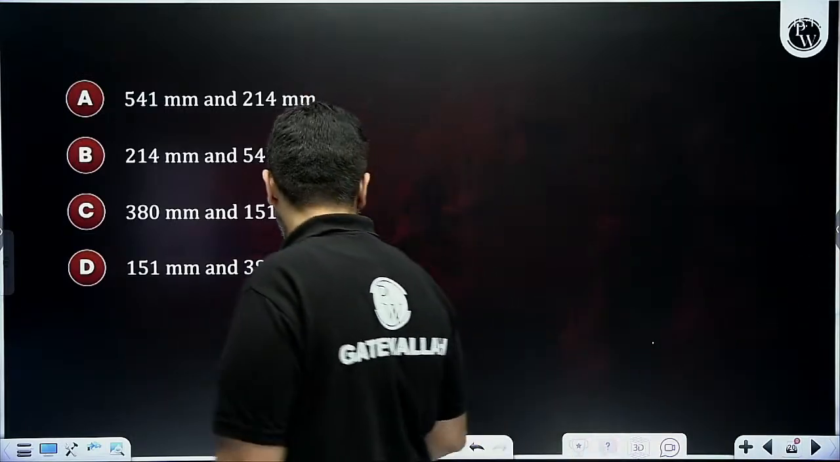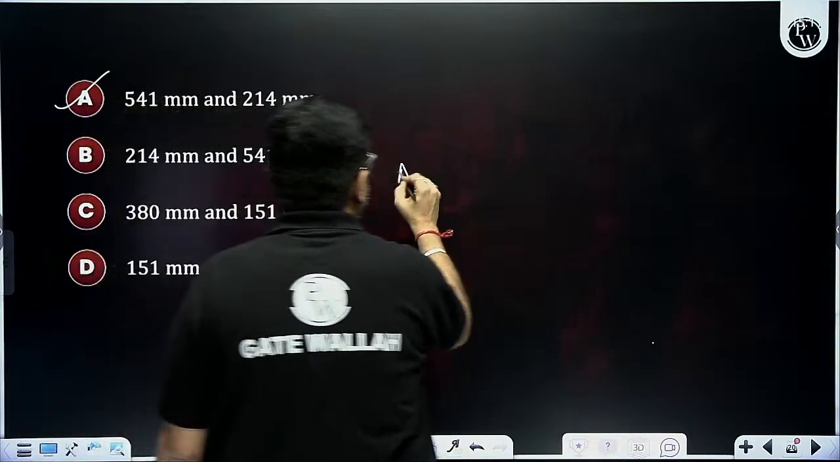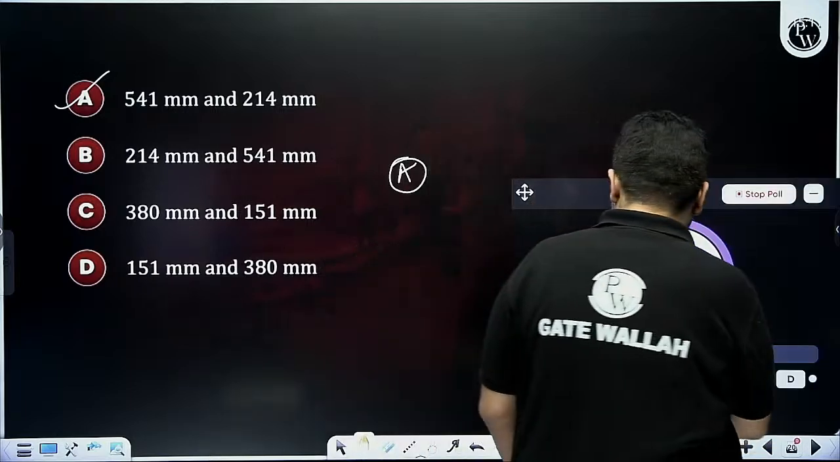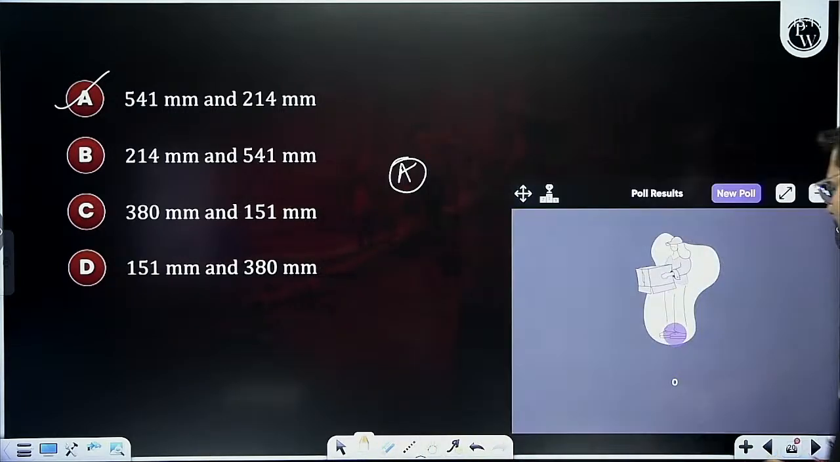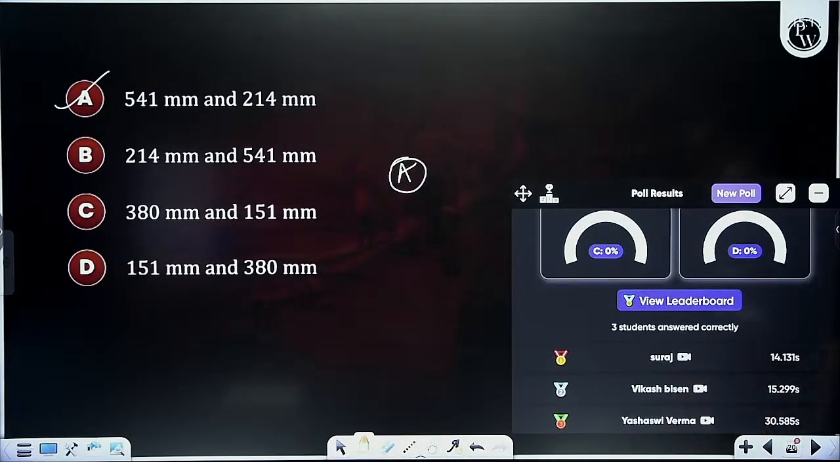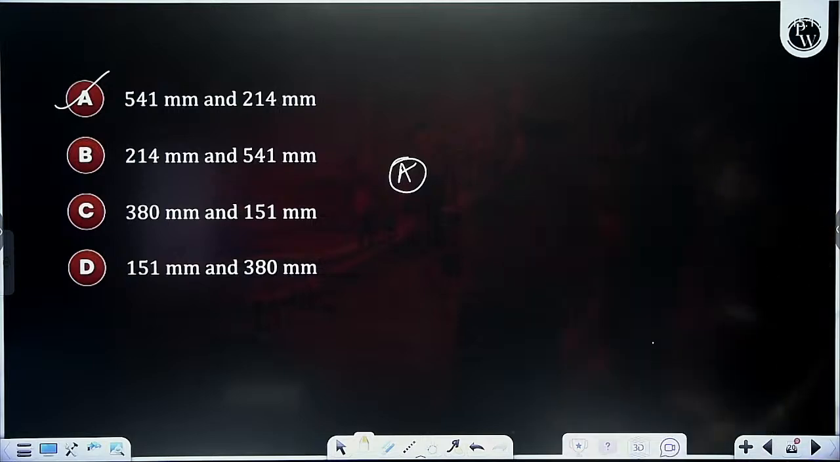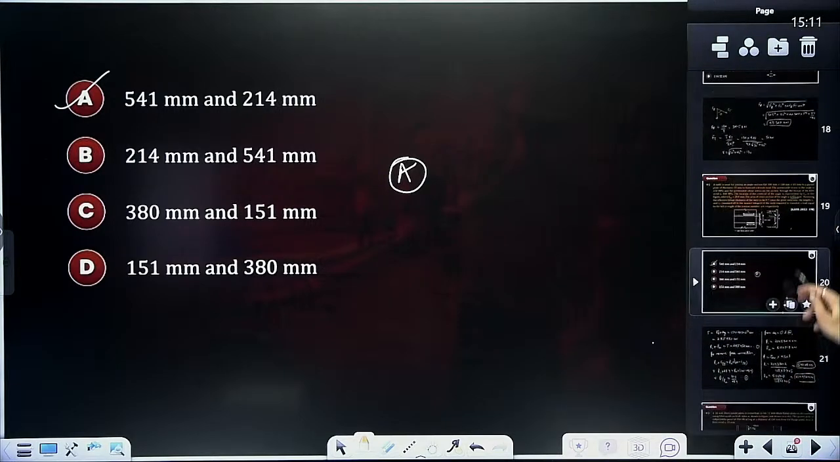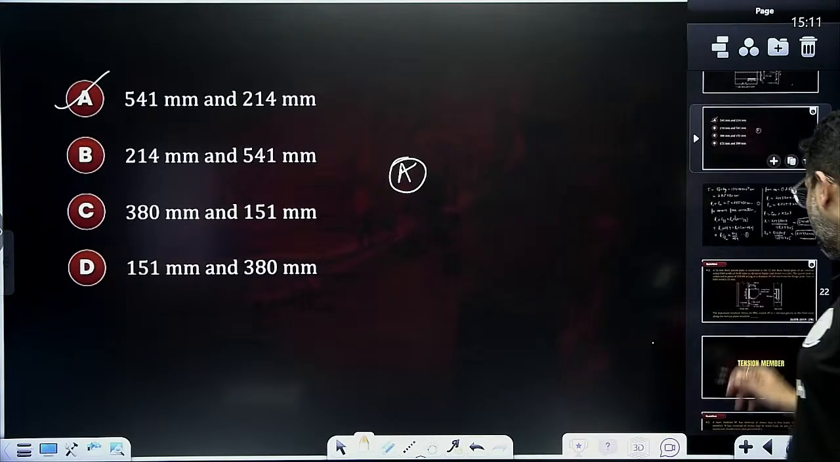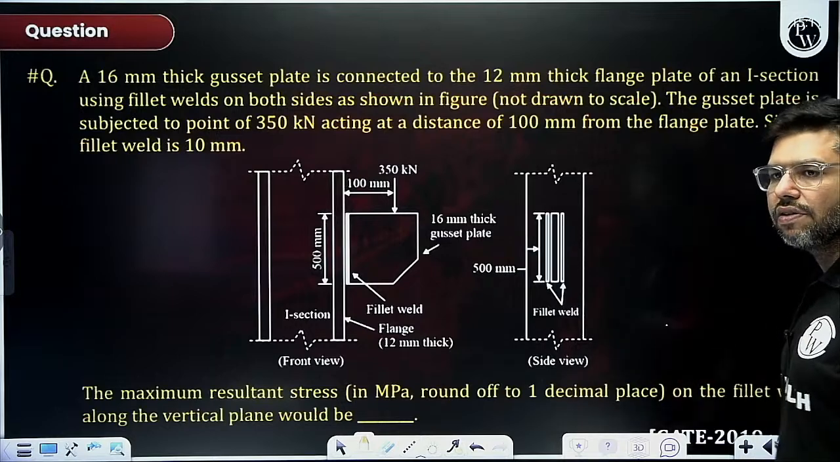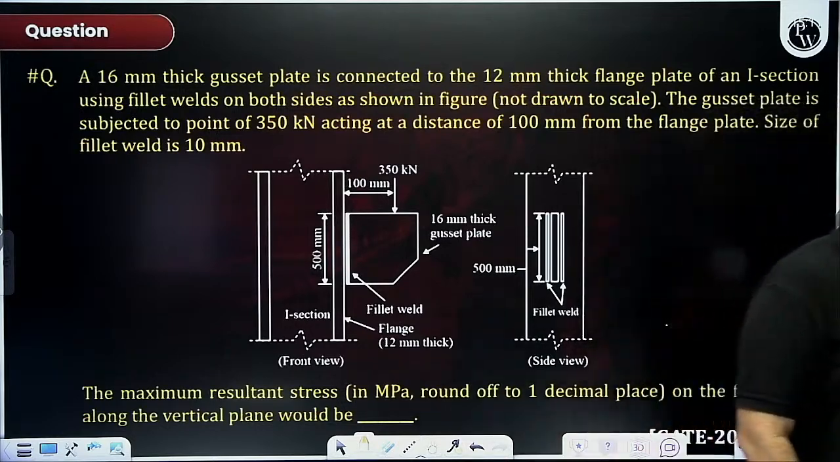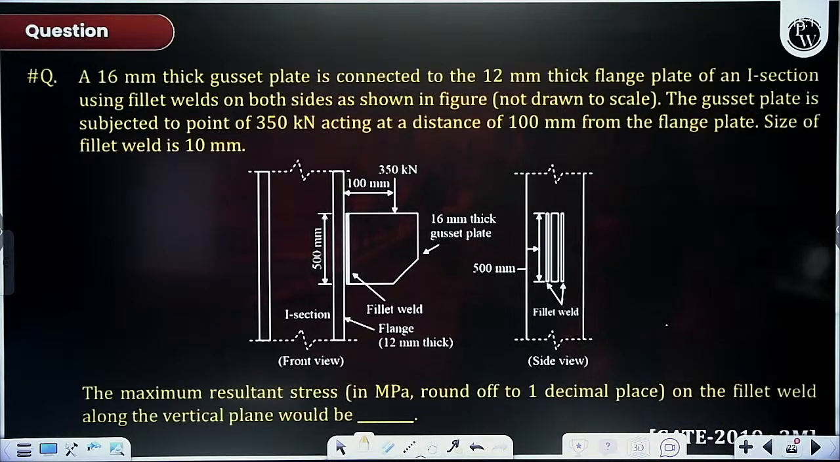541 and 214, the nearest answer is A. Whoever gave me A as the answer is very correct. Almost all of you have given me the answer. A is the correct answer. So like this you can solve the question, very simple. Now let's see one more question on welding, that is eccentric connection using welding. Please solve this question as well. Make it fast please.